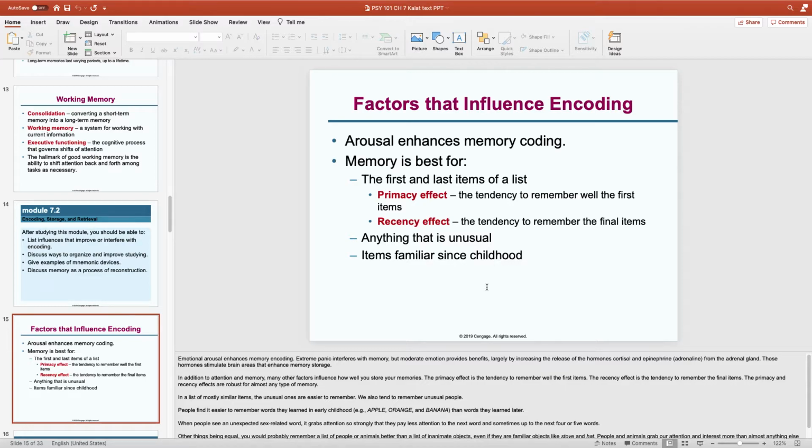Okay. In addition, we tend to remember and encode in our memory items that are very familiar to us and have been since we were children. For example, you probably remember characters from Sesame Street like Ernie, Bert, and Oscar versus characters in maybe recent shows that you've watched that weren't as memorable for you to be able to encode.